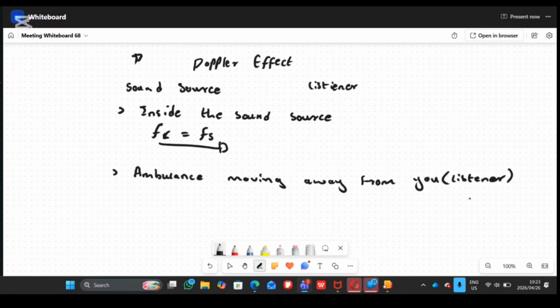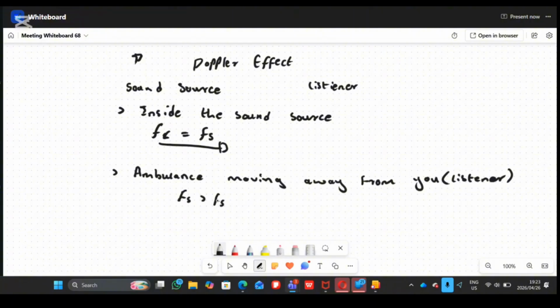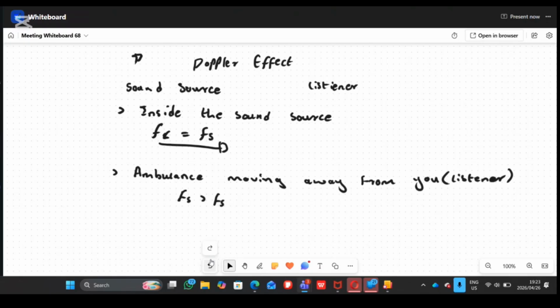by the way, you, the listener, you are actually the detector of the frequency, right? So in this scenario, the frequency that is released, frequency of the sound source, is greater than the frequency of the listener. Ambulance moving away from you. Yes, frequency of the sound source is greater than the frequency of the listener. Right. I think my example might not make sense.